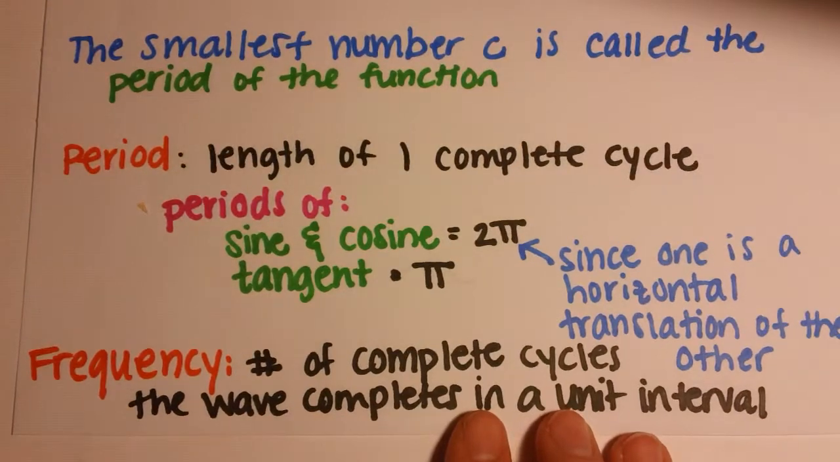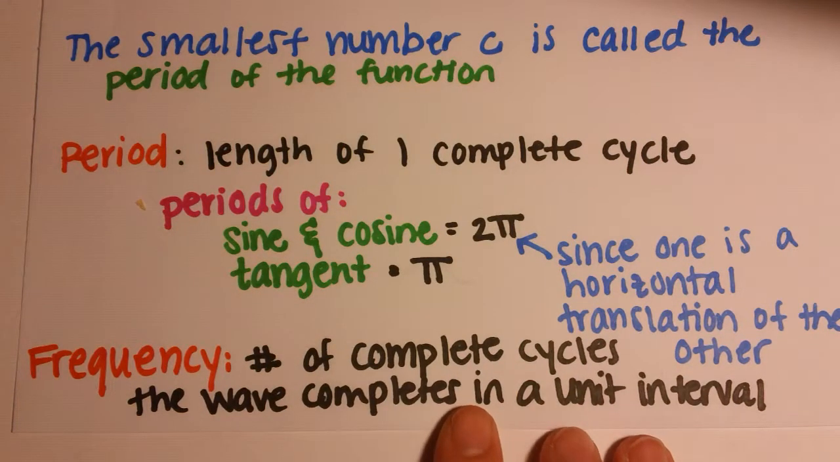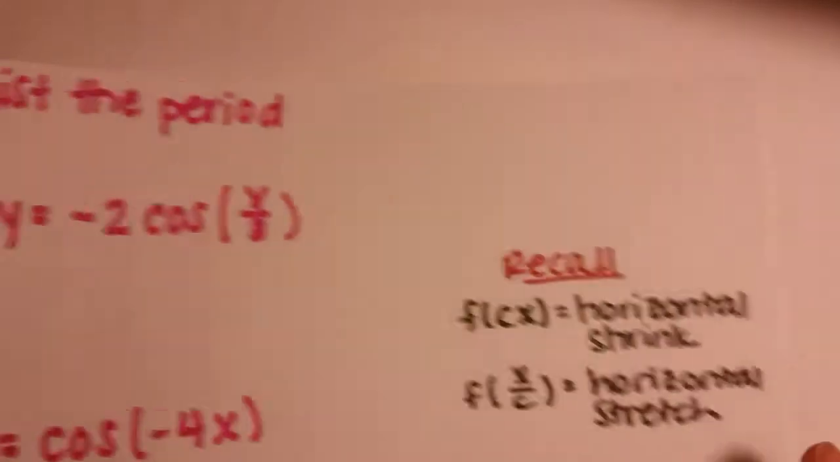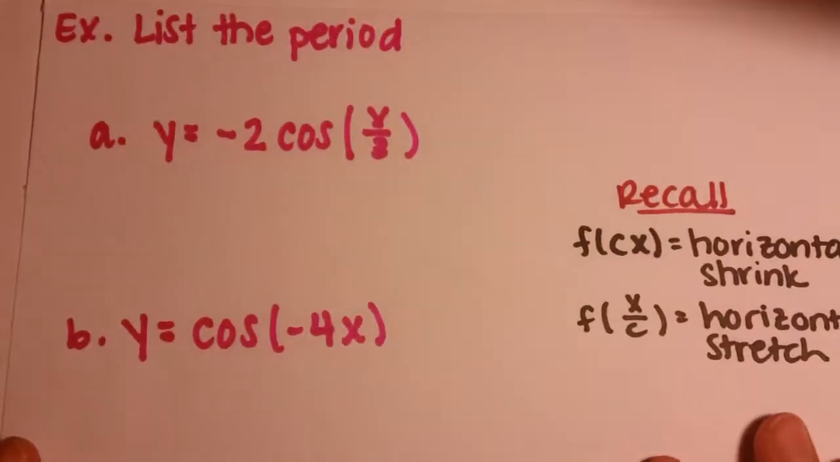Also, we'll have frequency. Frequency is the number of complete cycles that a wave will make in a unit interval. So if it makes within a unit, it can be more than one period long. We'll talk about the frequency later. So right now we're going to look at period.